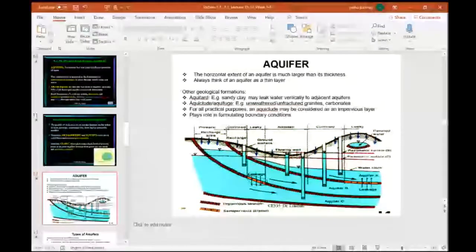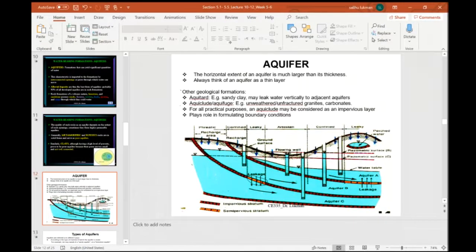Where is it? Can I change the color? View.